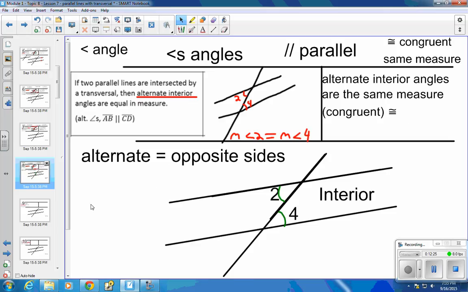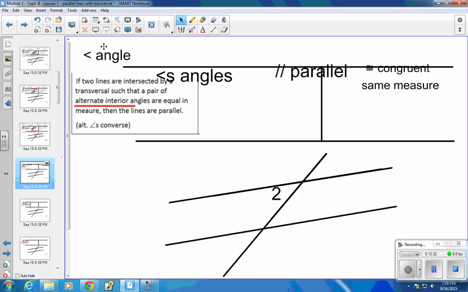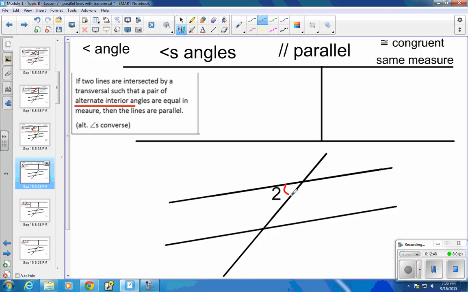Congruent. Okay, on to the next picture. If two lines are intersected by a transversal, and a pair of alternate interior angles are equal, then our lines are parallel. So we're saying if this angle 2, right here, and this angle 4, let's put 4 back on there, have the same measure, then our lines have to be parallel.